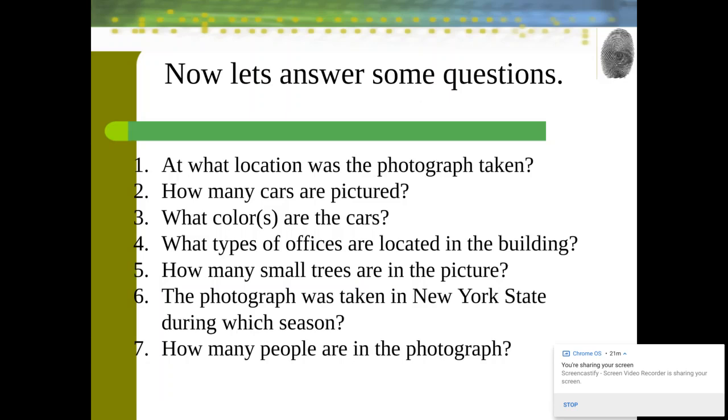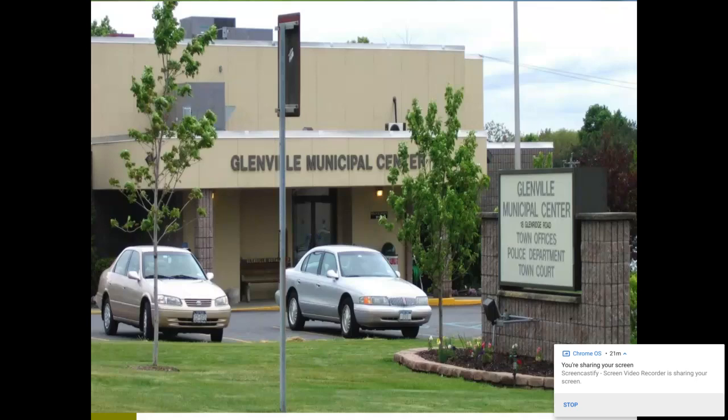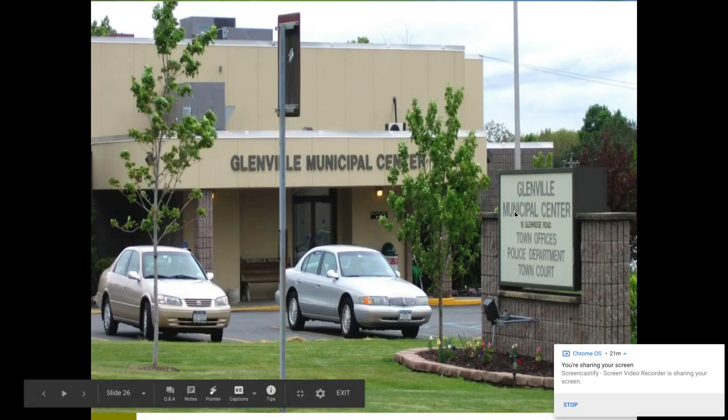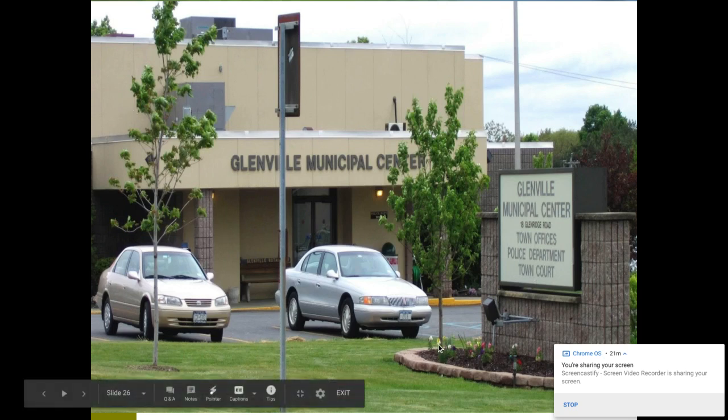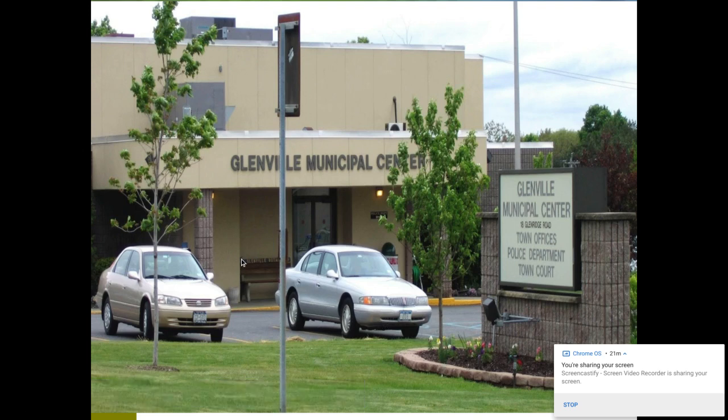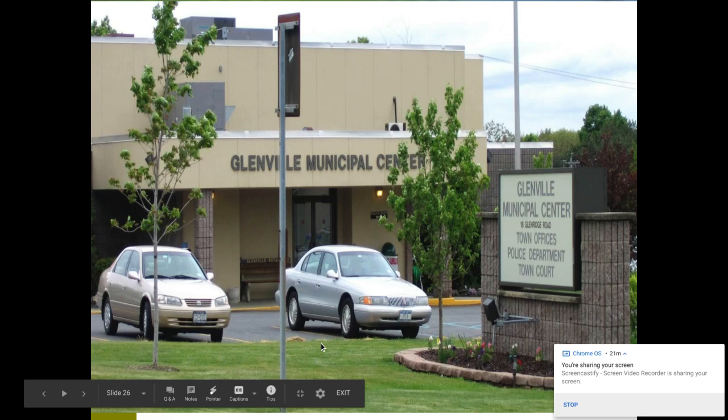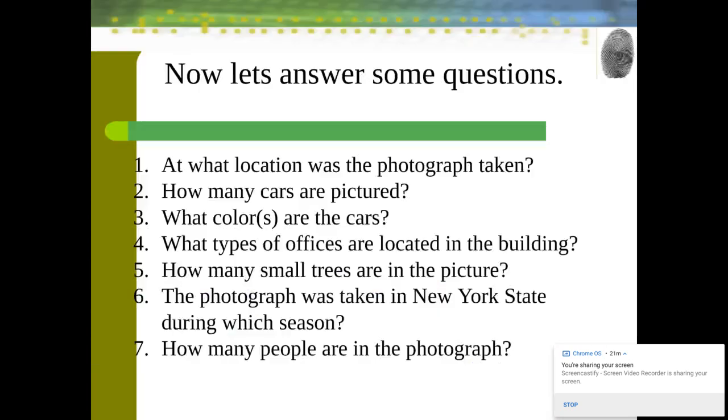Okay, let's go back and look at the picture now. So you can see how many you got right. Did you see the Glenville Municipal Center? These are the offices. How many cars? How many trees? These flowers would sort of say, oh, it's probably spring. You know, little tulips. Don't see any people. Okay, let's try another one. So write down how many did you get right out of the 7.